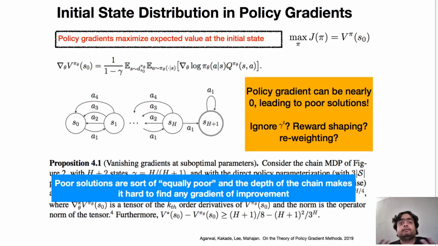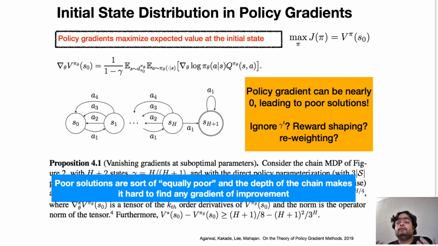You might also want to do some sort of reward shaping, where rewards at later time steps are shaped in a way that makes them appear better, so that you can avoid this problem where you see vanishing gradients, which means all suboptimal policies appear equal.